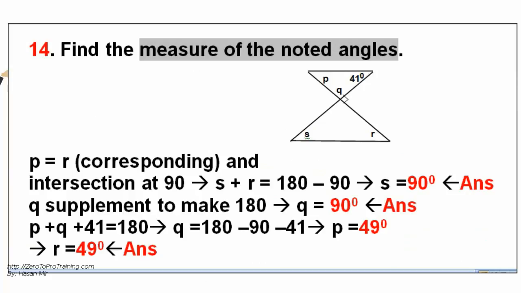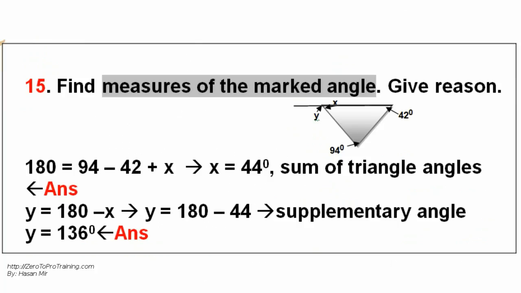Next, exercise 14, measuring noted angles, triangles intersecting at 90 degrees, which yield degrees, P equals R corresponding, S equals 90 given, Q equals 90 supplementary, and R equals 49 derived. Next, exercise 15, measuring noted angles, see image to compute in degrees, which yield, derived x equals 44, y, sum of triangle angles, y equals 136 supplementary angle.